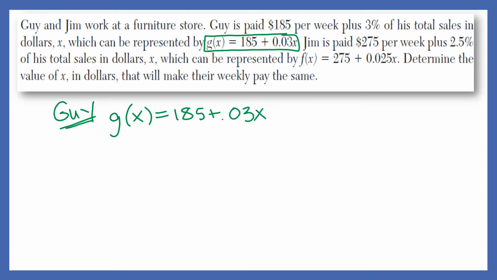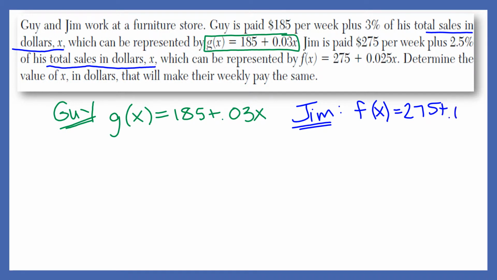0.03x. Okay, now what I'm going to do is I have Jim. Jim is paid $275 per week plus 2.5% of his total sales in dollars X. So this is going to be important too for both of them. Our sales represents our X, which can be represented by f of X. So I'm going to put Jim. And I know that Jim is f of X equals 275 plus 0.025x.